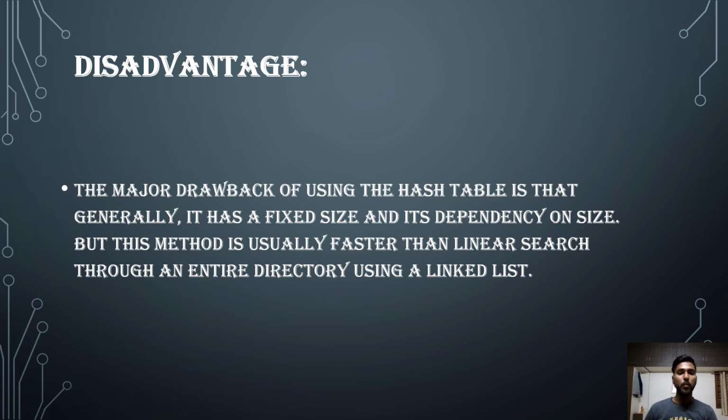Disadvantages. The major drawbacks of using a hash table are that generally it has a fixed size and its dependency on size. But this method is usually faster than the linear search through an entire directory using a linked list.